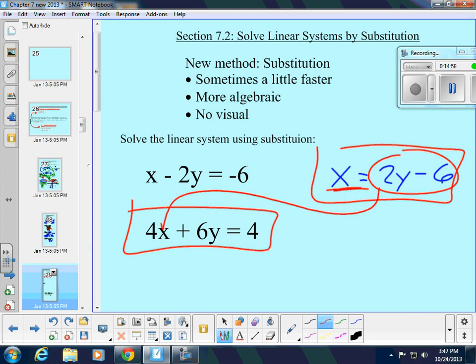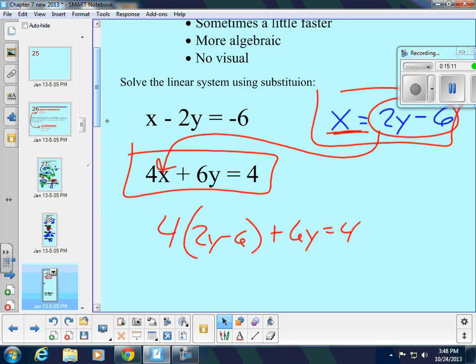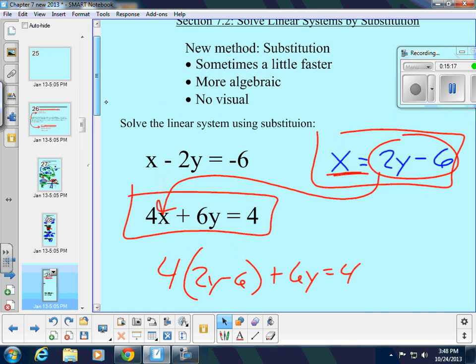So over here in this problem, I can substitute that expression in for x, I could get 4 times, in parentheses, 2y minus 6, plus 6y equals 4. And now, like the previous problems, I can just keep distributing, collecting like terms, and I can solve and find my solution. So just note substitution, a great method. With this last example, just showing you that you do have to get it set up for substitution occasionally in some problems.